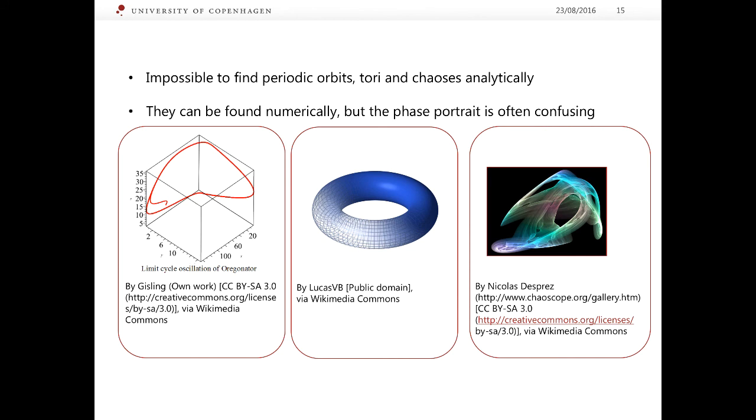In the figure to the left, we see a sample limit cycle revealed by numerical simulation in a special dynamical system called Oregonator. In the middle picture, we can see a sample torus, invariant torus, which lives in a three-dimensional space, and the torus is two-dimensional itself. And the figure to the right shows some sample chaotic attractor.